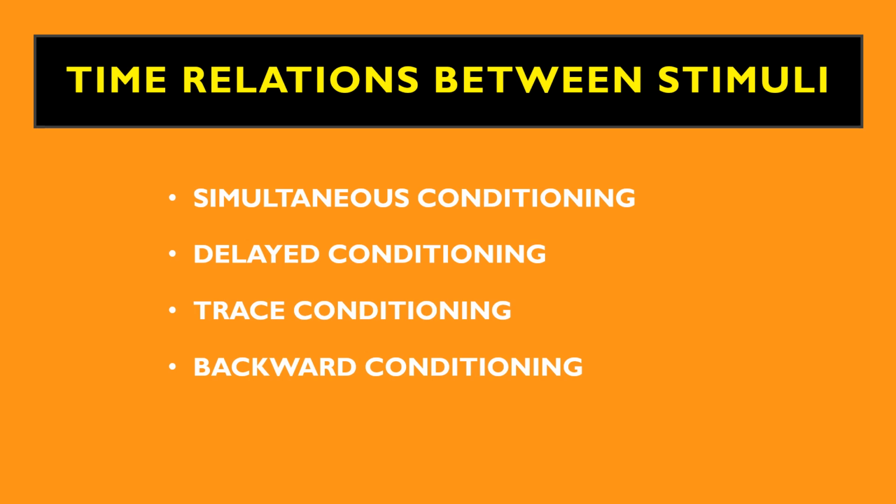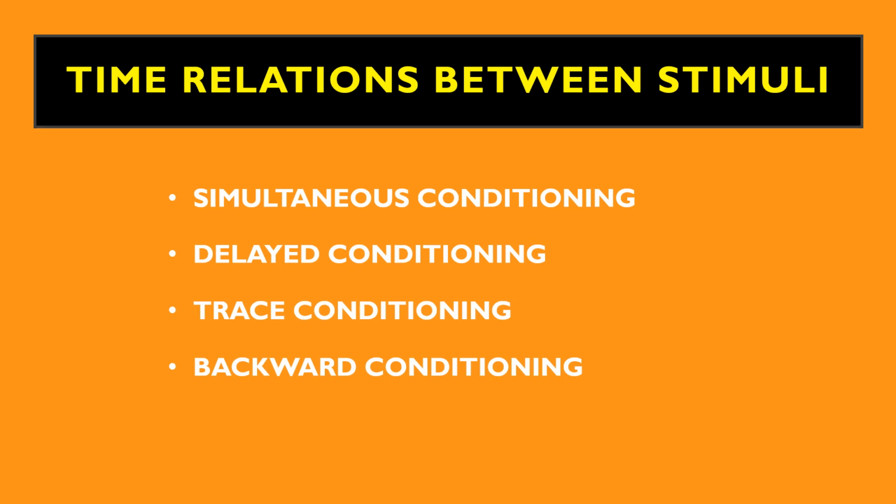The ideal time interval. So from these experiments, we have learned that the time relation between the stimuli affects the classical conditioning process. The ideal time between the stimuli, that is the bell sound and the food being presented, is around 1 second. So the time gap should be 1 second.